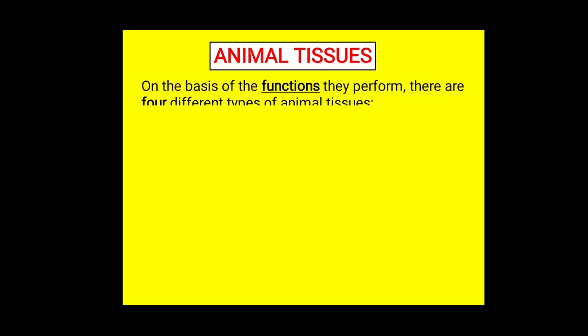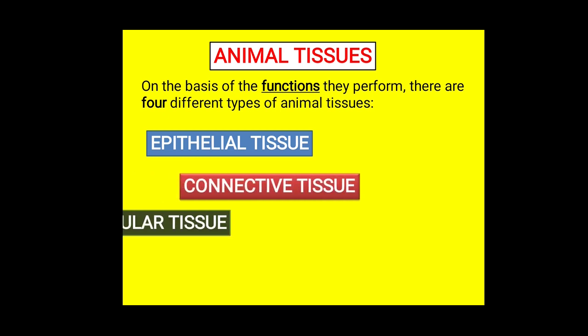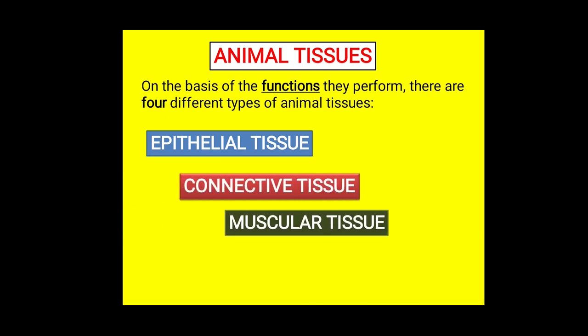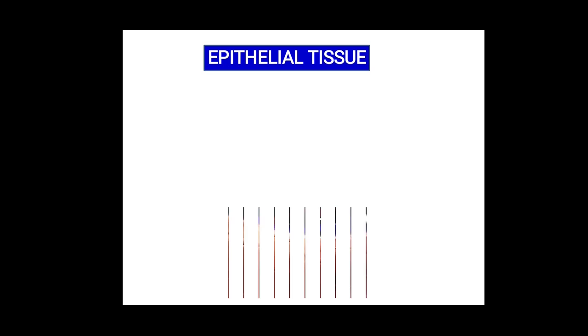We have already seen that animal tissues can be divided into four types depending upon the functions they perform: epithelial tissue, connective tissue, muscular tissue, and nervous tissue. In our previous class, we have already discussed muscular tissue and nervous tissue, and we have also seen the slides in the practical. Now, let us take today the remaining two tissues. First of all, the epithelial tissue.